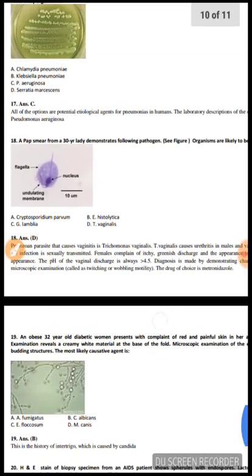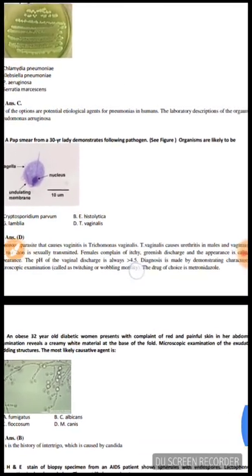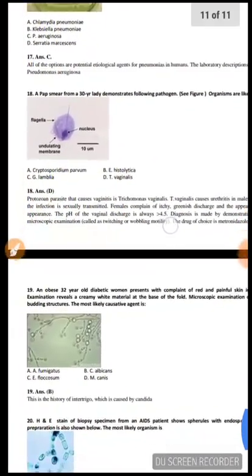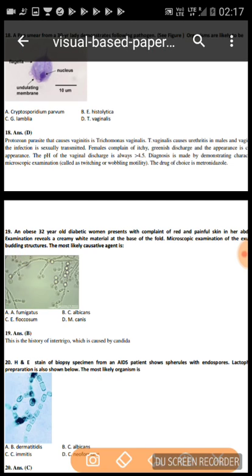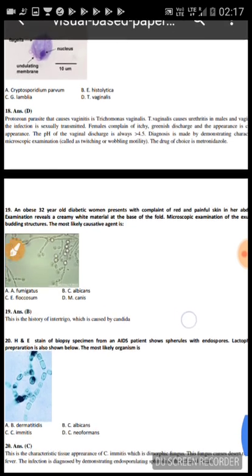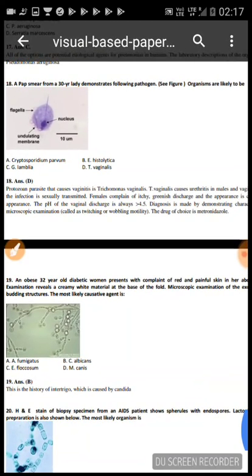Another thing, a pap smear of a 30-year-old demonstrates the following pathogen. So here this section from gynecology is also important, bacterial vaginosis and all. So you must know how the organism looks. Just Google it and you will not get it wrong in your exam. So here in this question basically the diagram is of Trichomonas vaginalis. You can see the undulating membrane, the flagella and all.